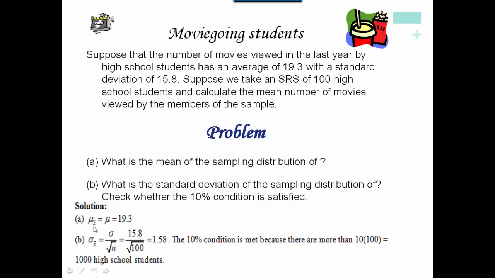Here is our solution. The mean mu of x bar equals mu, which is 19.3. The standard deviation of the sampling distribution, sigma of x bar, equals sigma, which is 15.8, divided by square root of n, which is square root of 100 or 10, which equals 1.58. The 10% condition is met because there are more than 10 times 100, which equals 1,000 high school students.